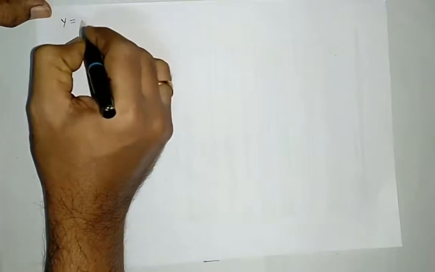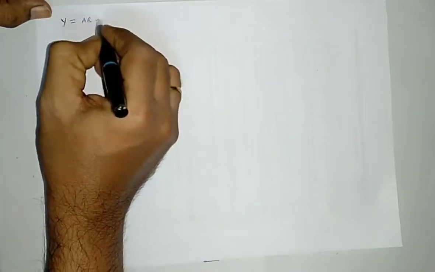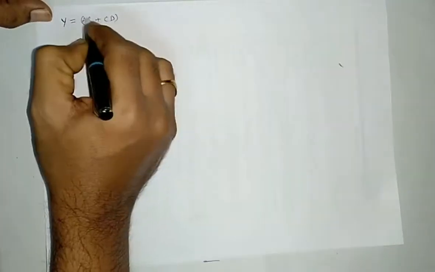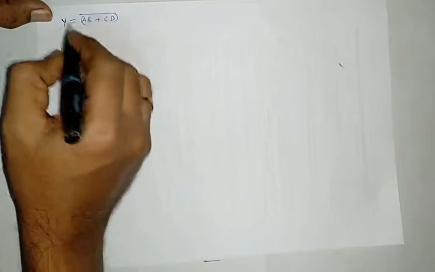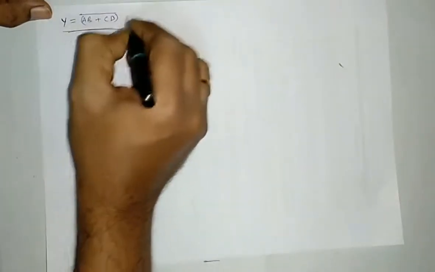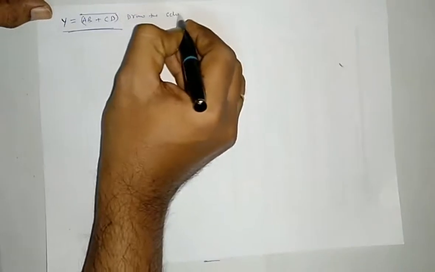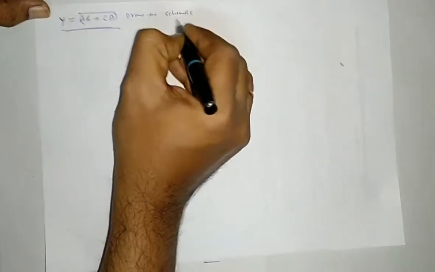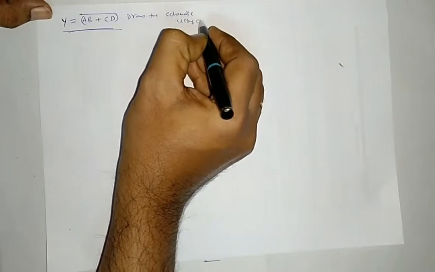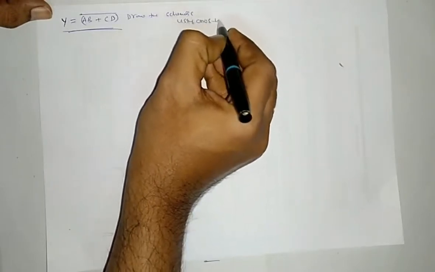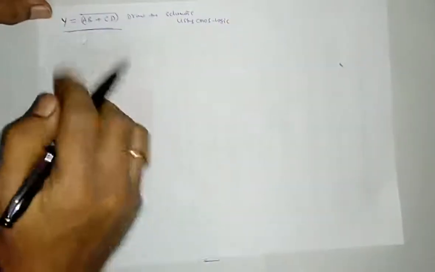So let us take an example. The given logic function is Y equals AB plus CD. Here I am taking the whole complement, (AB plus CD) whole bar. For this logic function, draw the schematic using CMOS logic or CMOS technology.